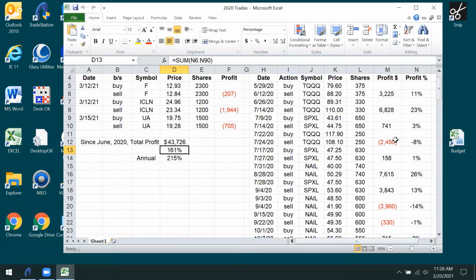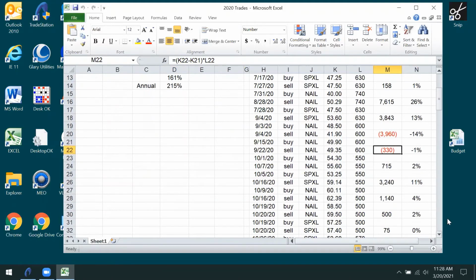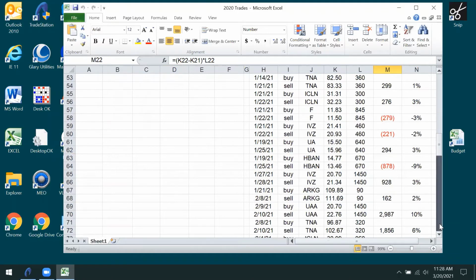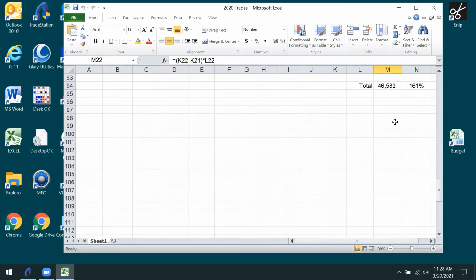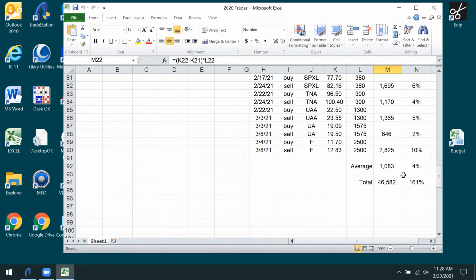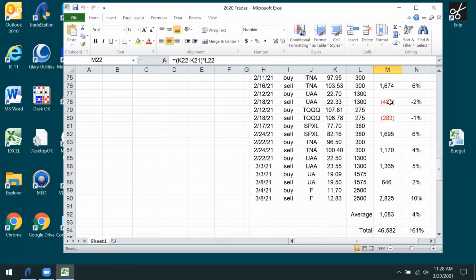There are drawdowns, for example, there, they do happen. But bottom line, it looked like that, 161%, a 46 grand profit on a $30,000 account. And here's the last few trades, UAA, UA, Ford, and they've all been profitable. There's all the last trades in February.